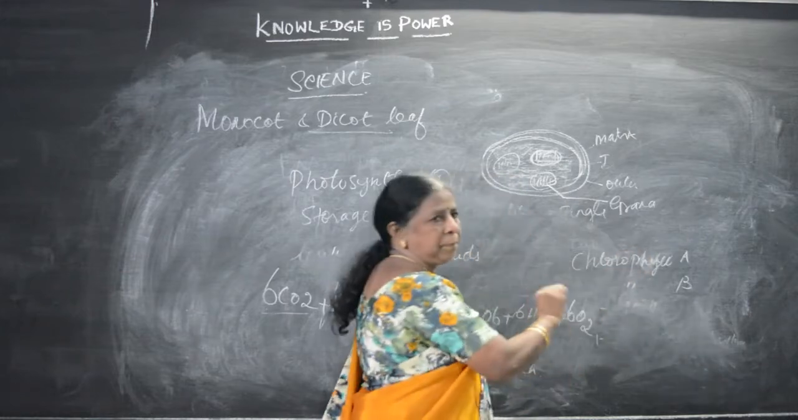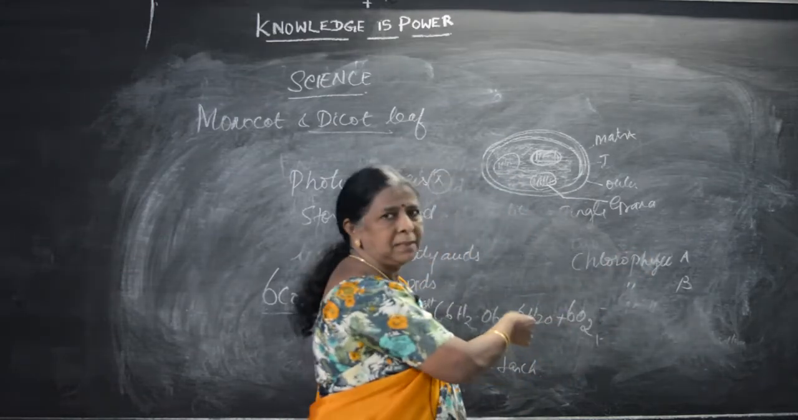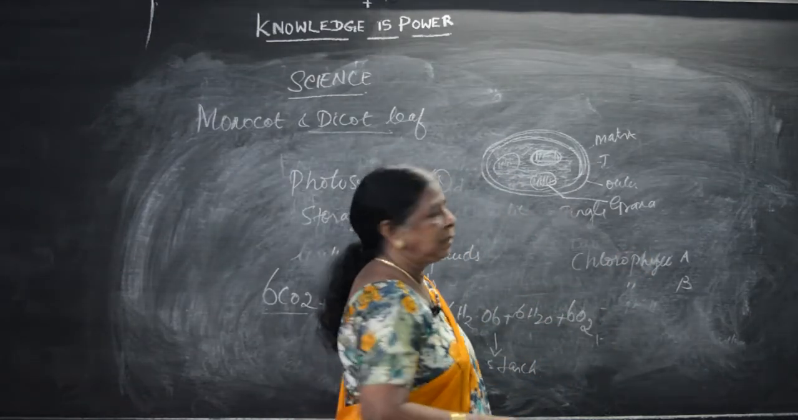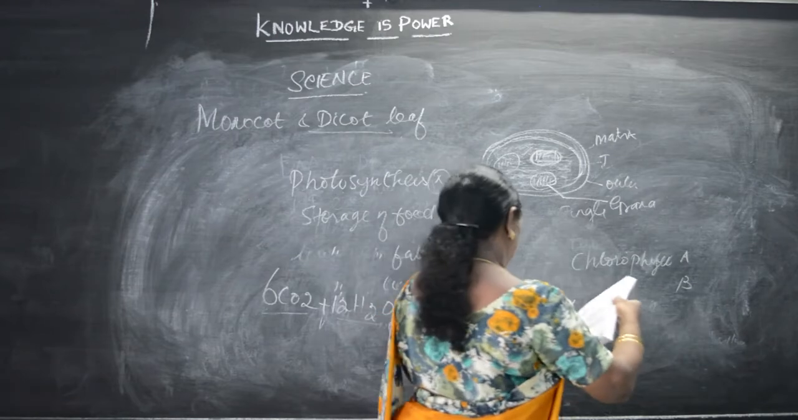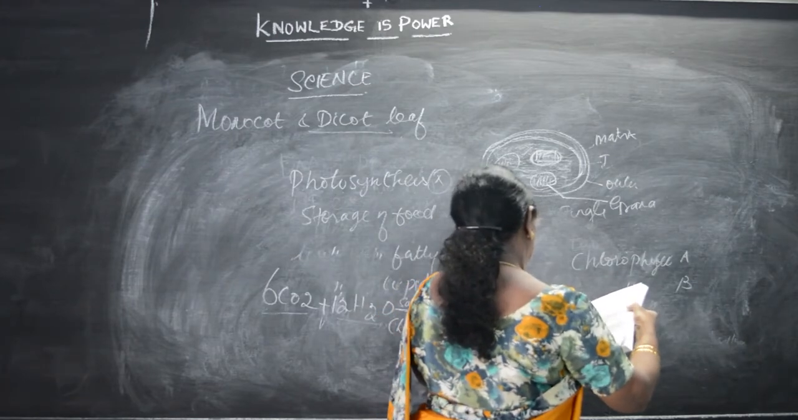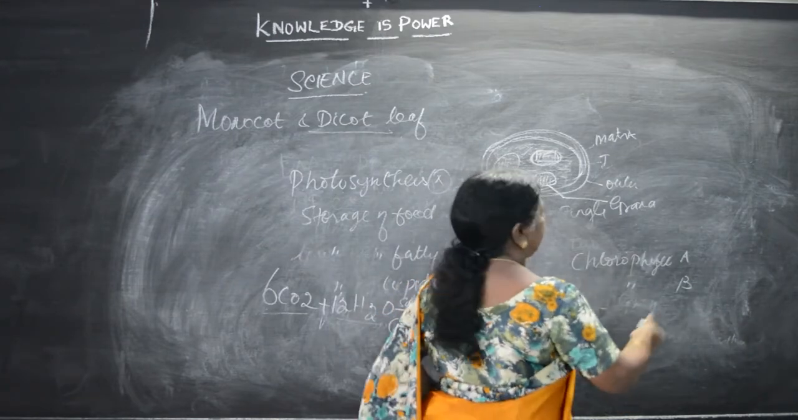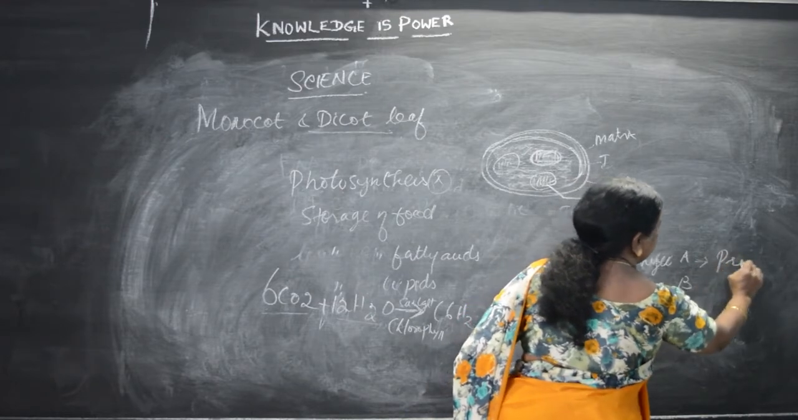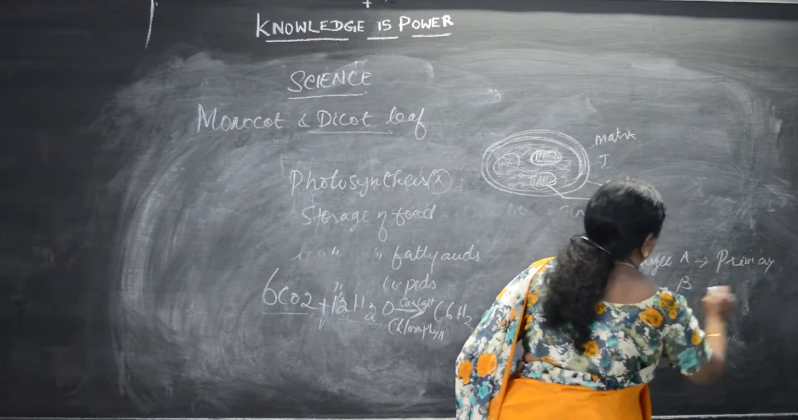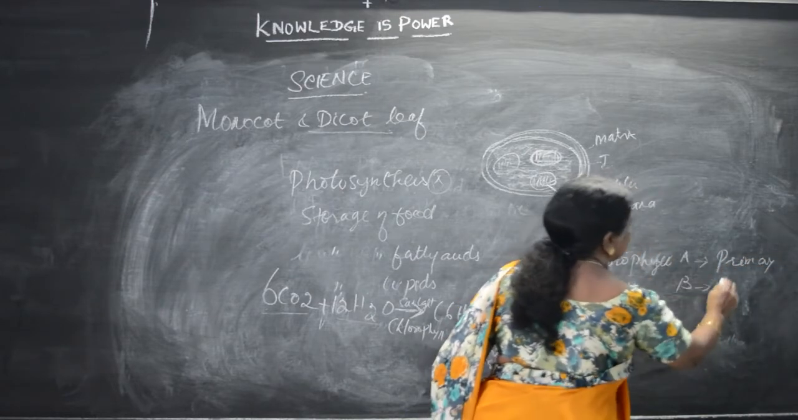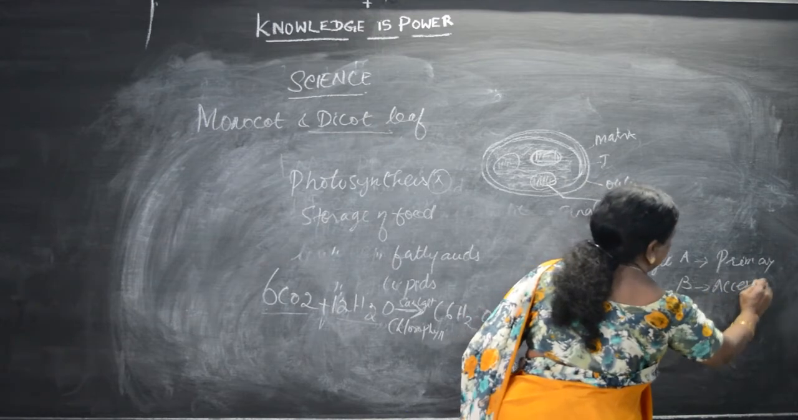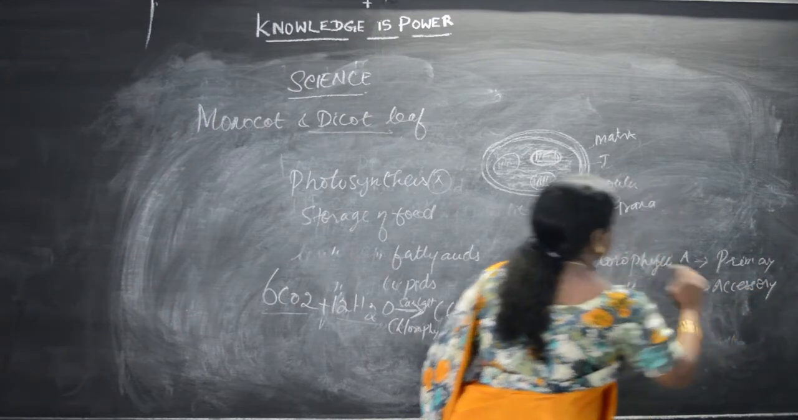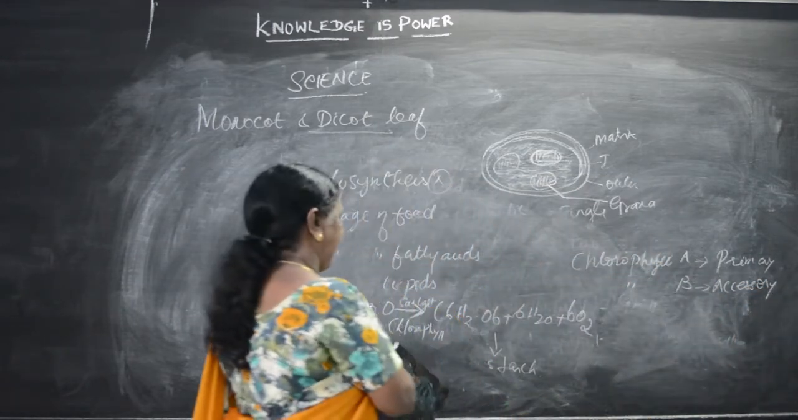Chlorophyll A is the main pigment, chlorophyll B is the accessory pigment. So chlorophyll A, because it is very important and helps in photosynthesis, is known as the primary pigment. And chlorophyll B, supporting this, is known as accessory. Accessory means an extra pigment which supports the photosynthesis.